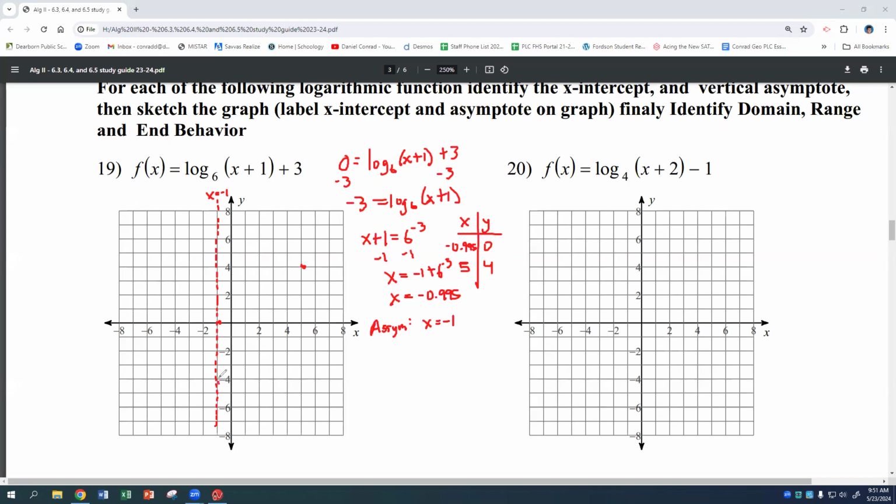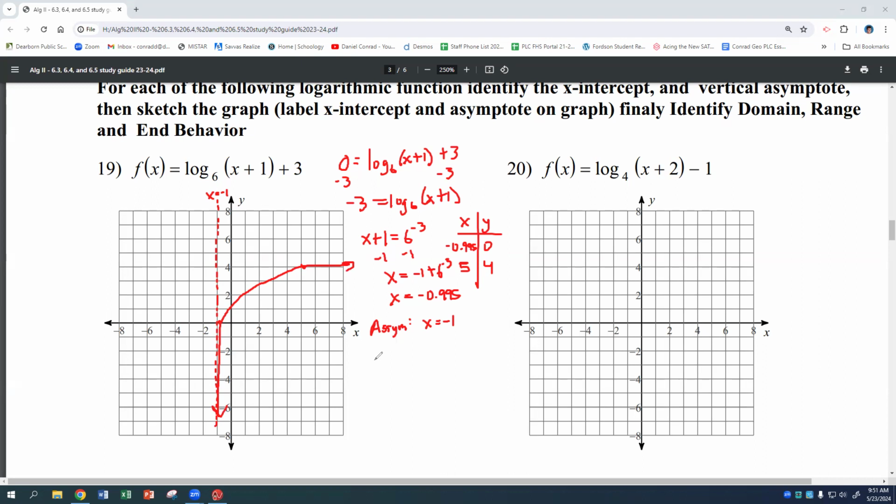So if I draw in my graph, right, that wasn't great. Let's start over. It's going to be very, very close, but not touching, right? And then it's going to look something like this.